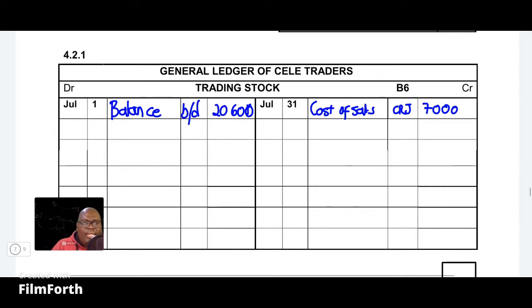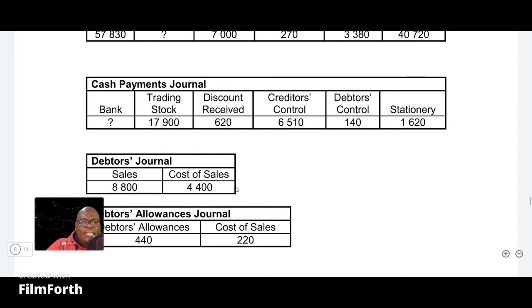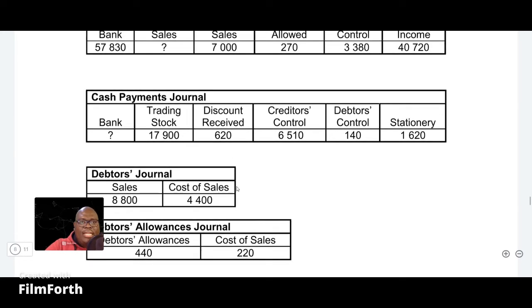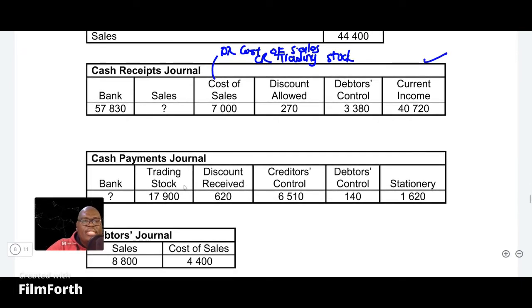So we are done with the first part, the subsidiary book that has been affected. We are done with it, we've already used it. Let's go to the next subsidiary journal, and you can see here that the next subsidiary journal is the cash payment journal. If you look at this, you realize that we have purchased trading stock for cash. So each and every time when you purchase trading stock for cash, it means that our trading stock increases. So we must show that we have purchased stock.